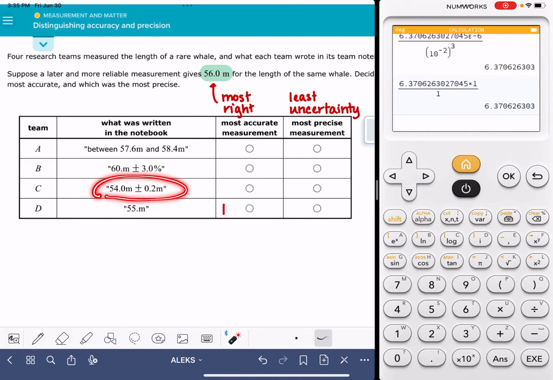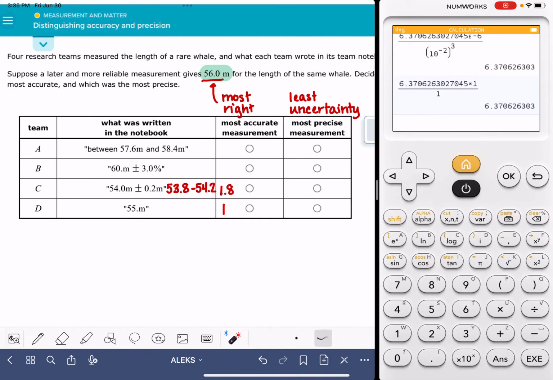This number right here said that their measurement was anywhere from 54 minus 0.2 up to 54 plus 0.2. So this would be 53.8 up to 54.2. That was their measurement, 54 plus or minus 0.2, and that's pretty far off from 56. So we'll go with the high-end measurement that they got, and they were off by 1.8 meters, which is not great.